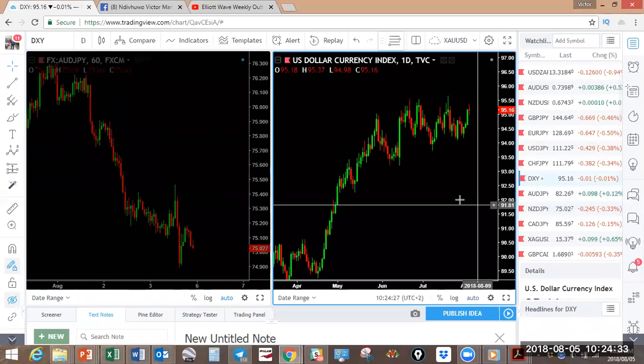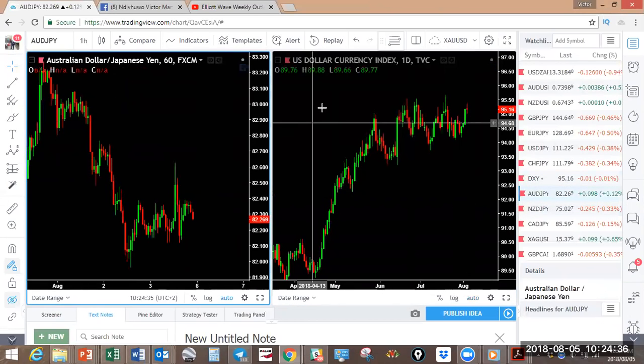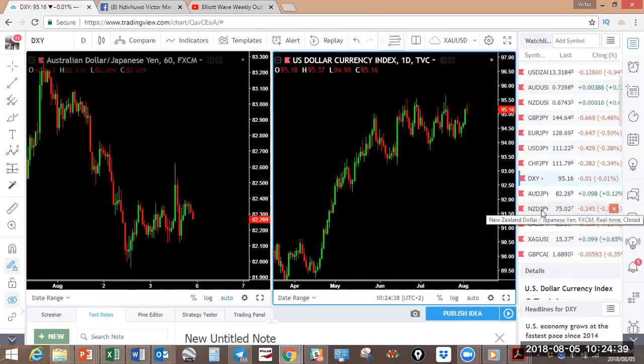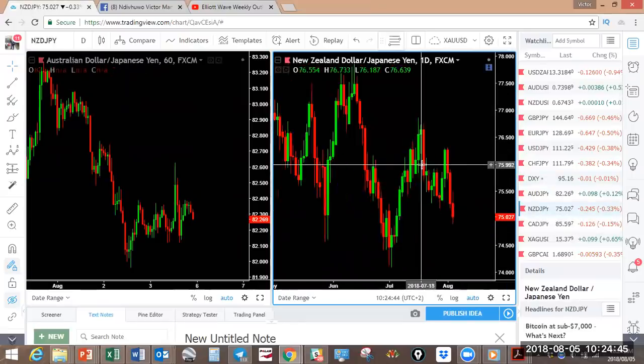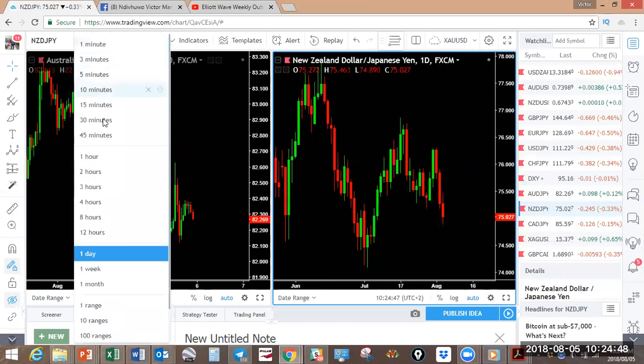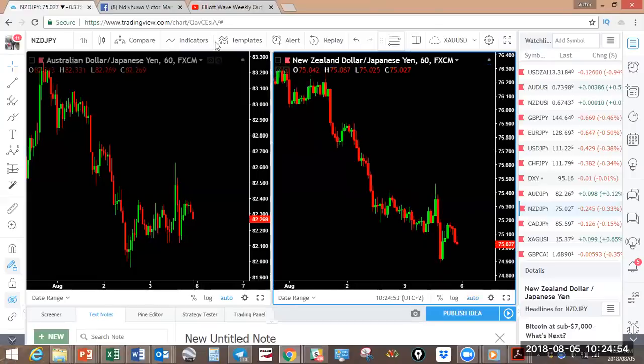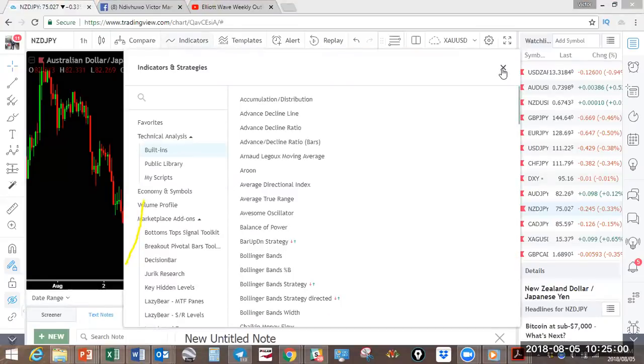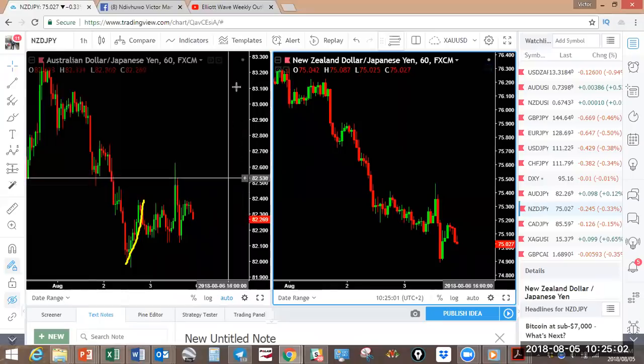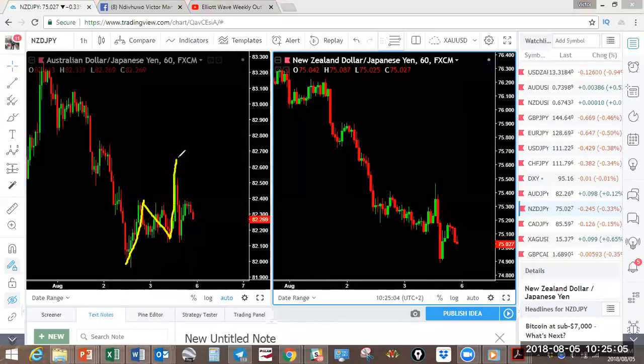That is the AUDJPY on the left-hand side, and on the right-hand side we put on New Zealand. I need to see the 60-minute so you can see what has happened here. Notice something: if you look at the New Zealand, you have a 1, 2, 3 wave up, and after that happened, it broke all the way down below this pattern, and now it's busy correcting.